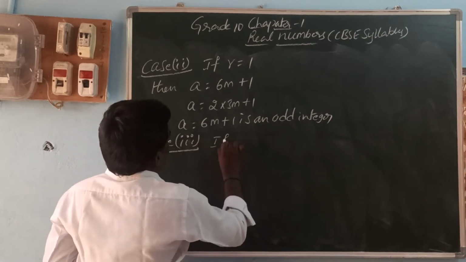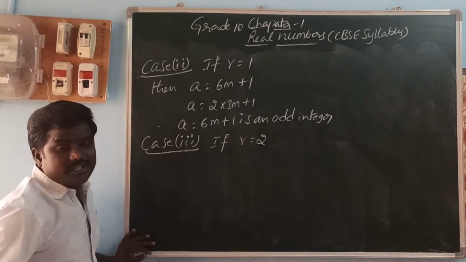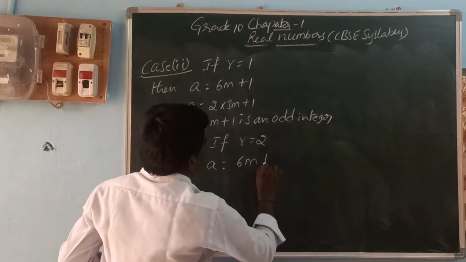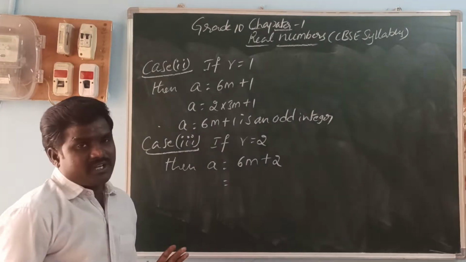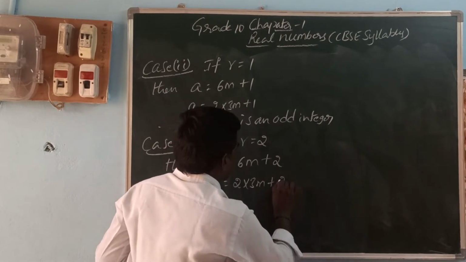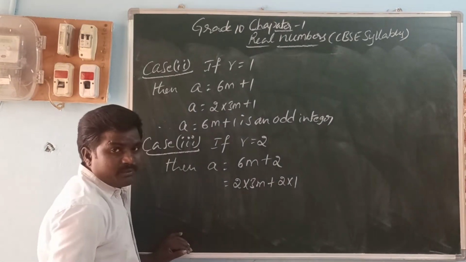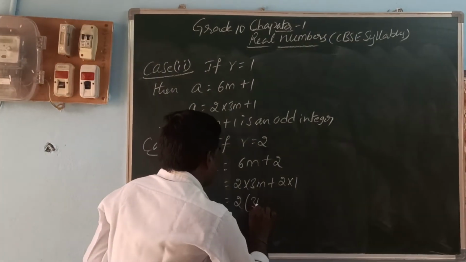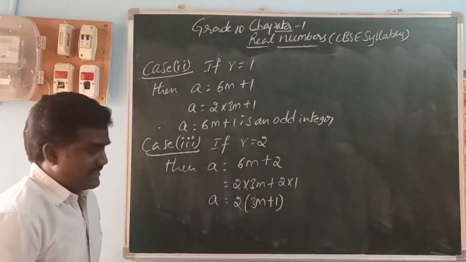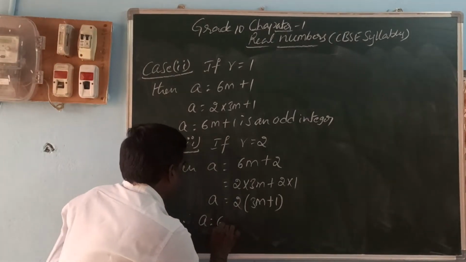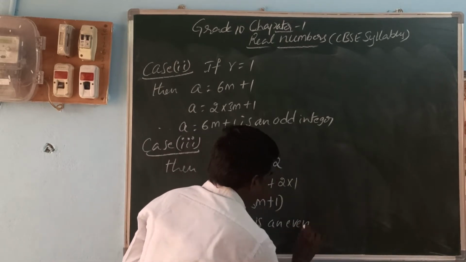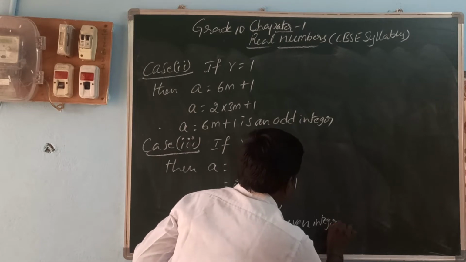Next, case 3. If r is equal to 2, then a is equal to 6m plus 2. How can you write 6m? 2 into 3m. And 2, how can you write? 2 into 1. So in this, what is common? 2. So that is 2 times 3m plus 1. A number which is a multiple of 2 is called an even integer. Therefore, a is equal to 6m plus 2 is an even integer.